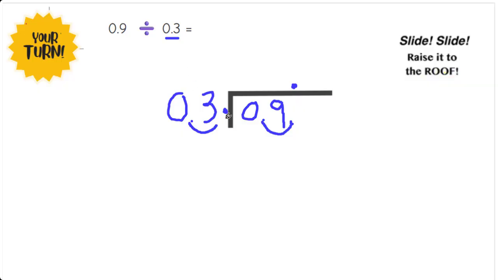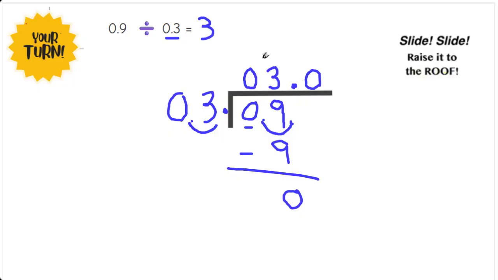Now let's solve it. I have a 0 here. Can I divide 3 into 0? No. So we're going to put a place value. Go to your next number. 9 divided by 3 is 3. 3 times 3 is 9. When we subtract, we get 0, and that's your answer. You can put another 0 here after the decimal. You don't have to, but basically 9/10 divided by 3/10 is 3. It's absolutely just the number 3.